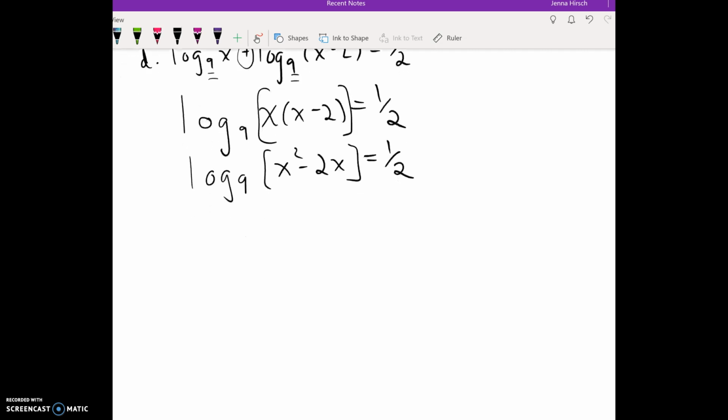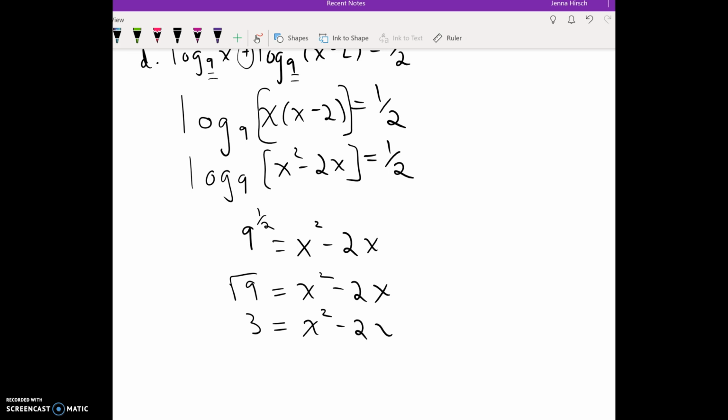Okay, so now that we have a single logarithm with a single argument, and we have the answer on the other side, we can write this in exponential form. So we have a base of 9, we have an answer of x squared minus 2x, and we have an exponent of 1/2. Now remember that raising something to the power of 1/2 is the same thing as taking the square root of it. So we have the square root of 9 is equal to x squared minus 2x, and the square root of 9 is the same thing as saying 3. So this is the equation we're dealing with.